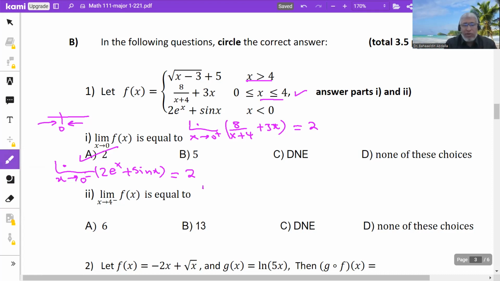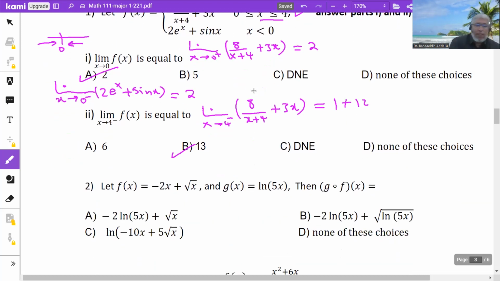So the limit would be the limit, and f of x will be here 8 over x plus 4 plus 3x. To find this limit, we replace x by 4. 4 plus 4 is 8. 8 over 8 is 1. 3 times 4 is 12. So the answer is 13.